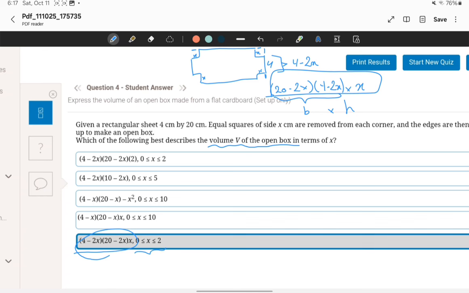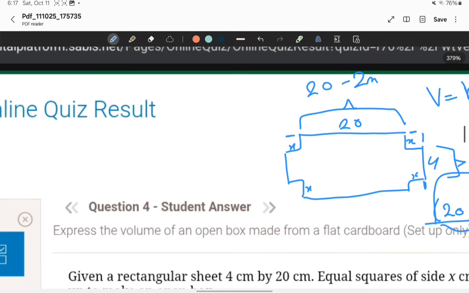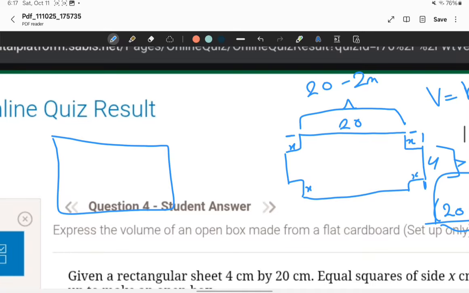And for this second part here, I need you to think about this. If you have this box, this side is 4 and you're cutting off x. If we cut off half of this, so this part's gone and this part's gone, that won't work out. We're not going to get a box.